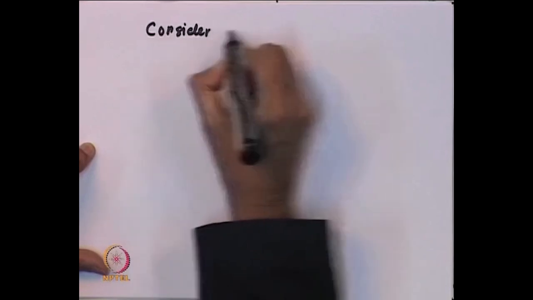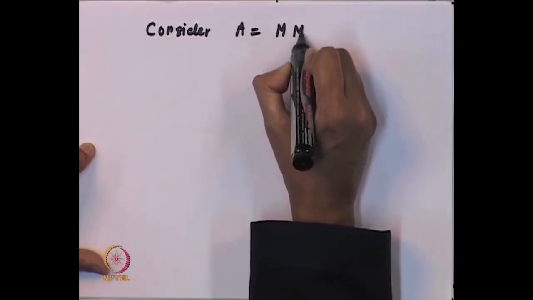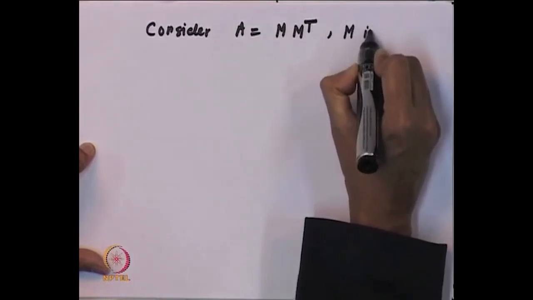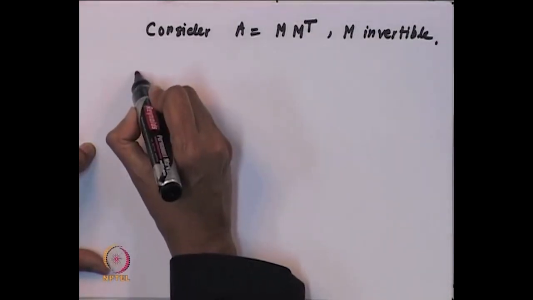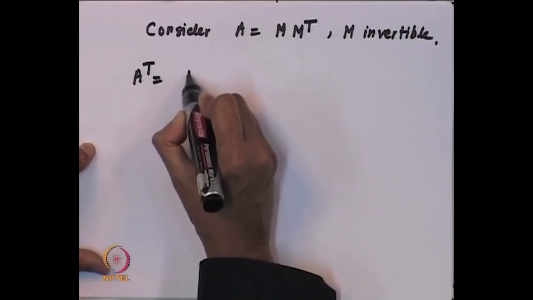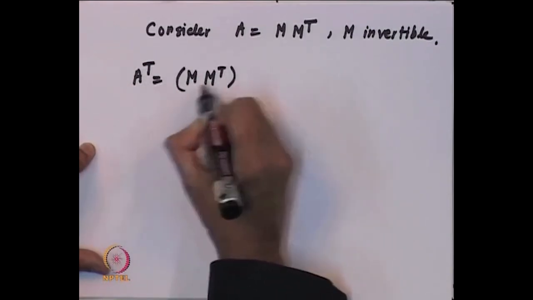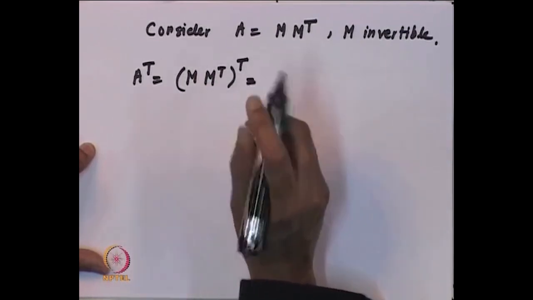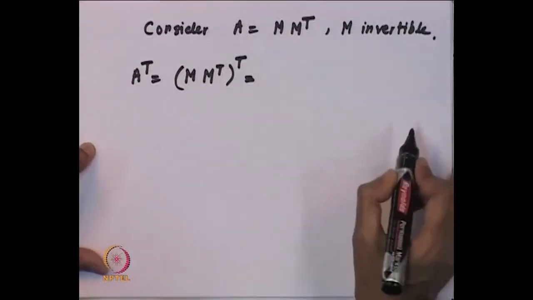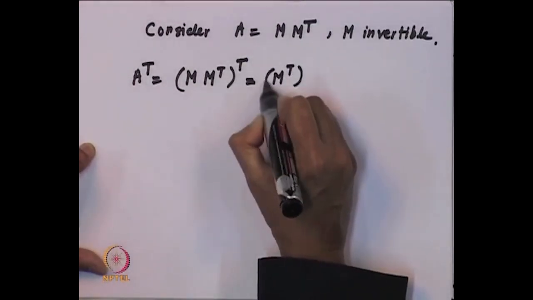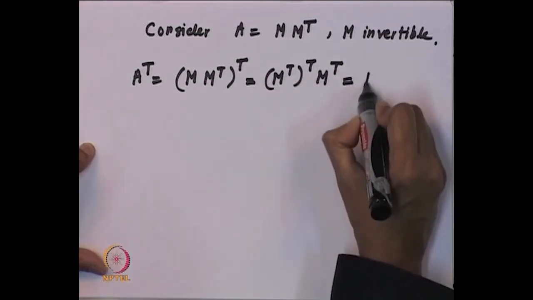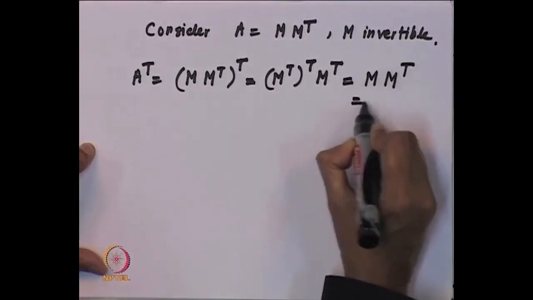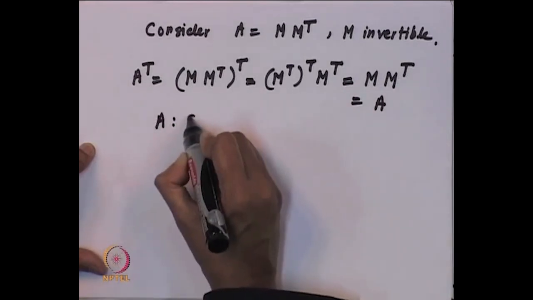So, consider A equal to M M transpose, where M is invertible. Look at A transpose. A transpose will be M M transpose, transpose of that. Then when you take the transpose of a product AB, that is B transpose A transpose, so you get M transpose transpose into M transpose, but the M transpose transpose gives us M, and then M transpose, which is equal to A. So, A is symmetric.